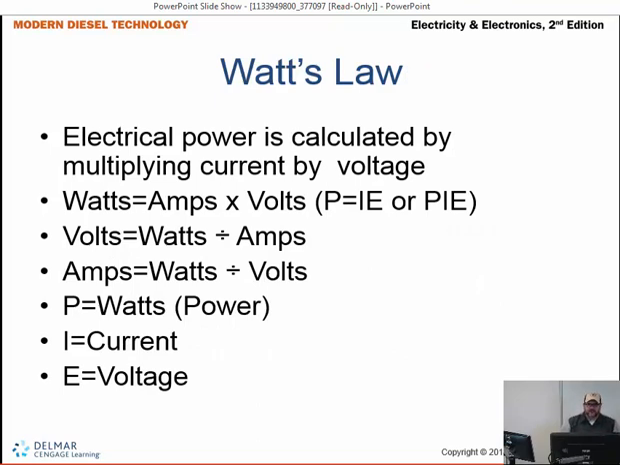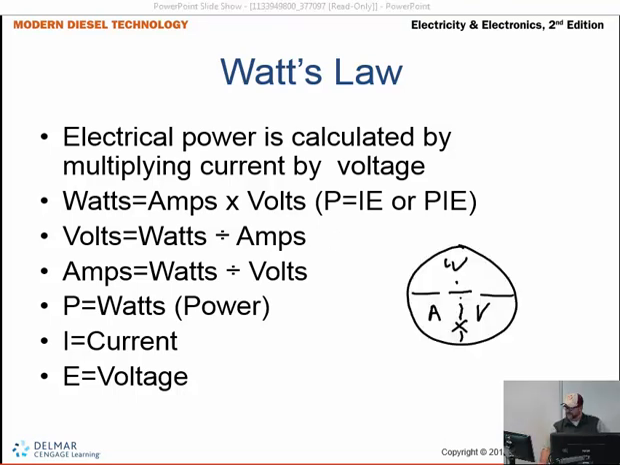So here's Watt's Law. In a previous lesson we talked about Ohm's Law and how that relates. And now we have Watt's Law, which is watts equals amps times volts. And we'll talk a little bit about that. And this is the equation, right? The pie equation. And that's really good, and we'll talk a little bit about how to relate that.